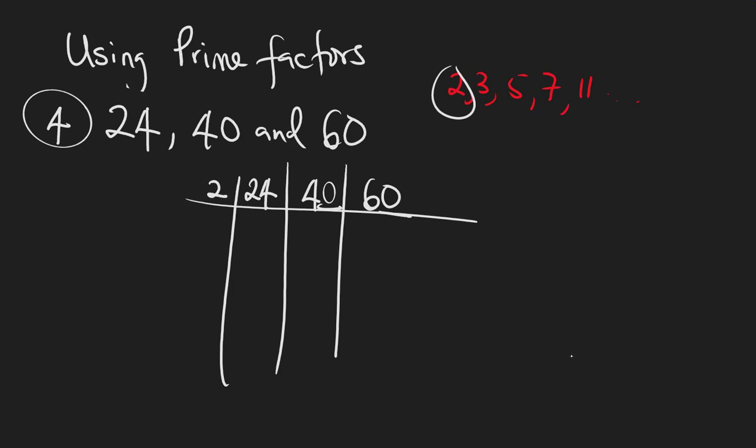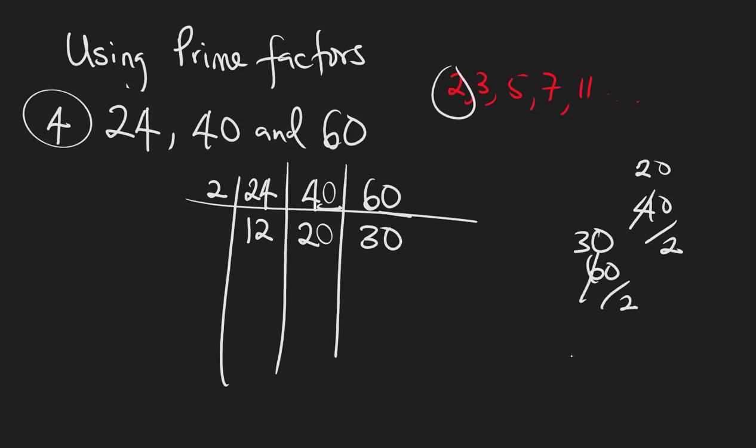So we say 2. 24 divided by 2 of course is 12, and 40 divided by 2, 4 divided by 2 is 2, and bring down your 0, so we have 20. 60 divided by 2, you know that 6 divided by 2 is 3, bring down your 0, 30, right? Of course 2 can still go. 12 divided by 2 is 6, 20 divided by 2 is 10, and 30 divided by 2 is 15.